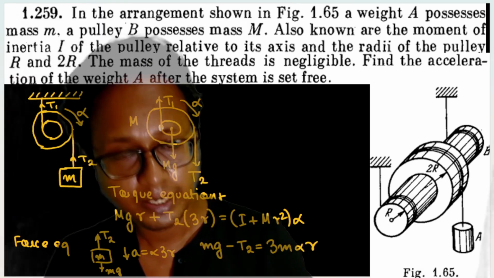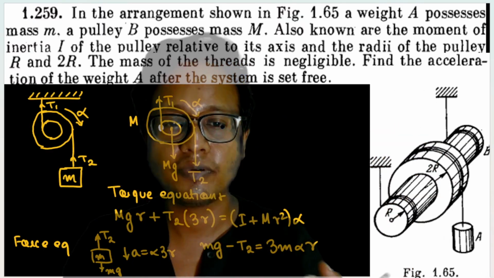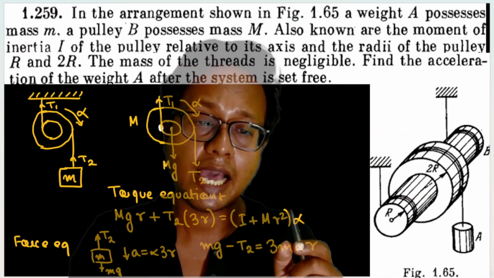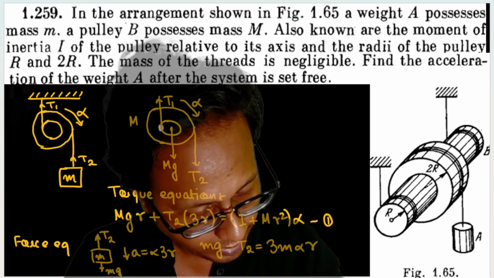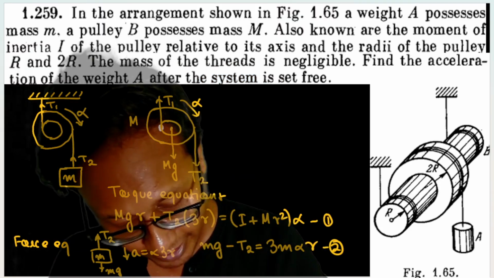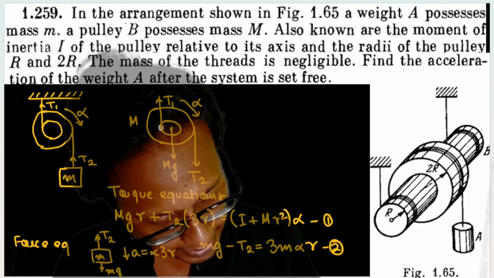3m alpha r. Now solving these two equations, I'll get the value of whatever is asked. Find the acceleration of the weight. So solving these two equations, I'll find the value of alpha. If I find the value of alpha, I'll get the value of a. So this is my equation one. This is my equation two. Let's solve this quickly. I won't waste much time in solving the equation. Let me take this one.